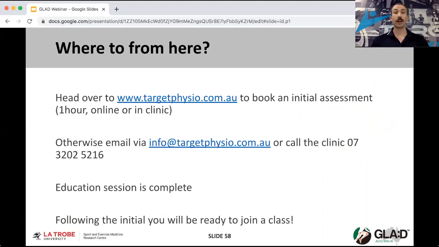Where to from here tonight? You can head over to the website to book an initial assessment if you'd like. If you'd like any more information, we can do a quick question and answer in a second. Otherwise, feel free to email us or give us a call at the clinic. We've mostly touched on the exercise sessions. Following that initial assessment, we can get you ready to join into a class.